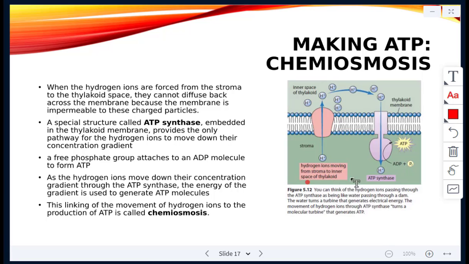Here it just says you can think of hydrogen ions passing through the ATP synthase as being like water passing through a dam. If it was in a dam, water turns a turbine, it generates electrical energy. So the movement of hydrogen ions through this ATP synthase is turning a molecular turbine that is basically generating ATP.